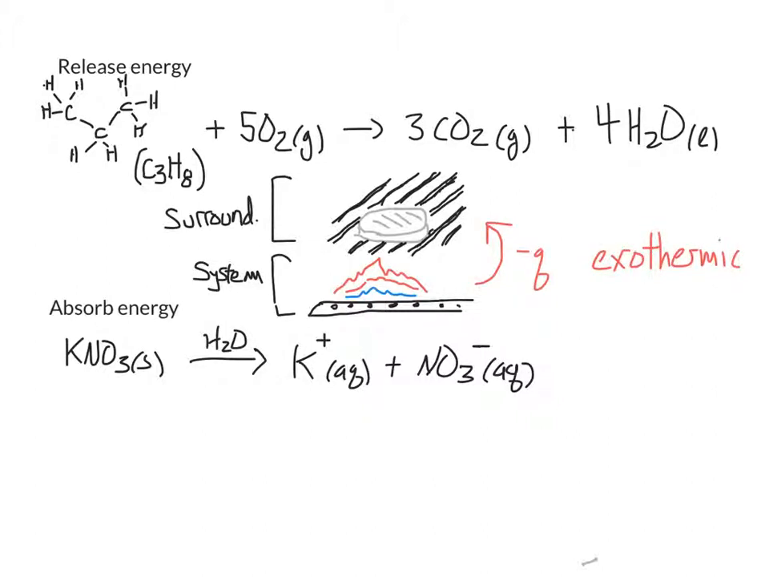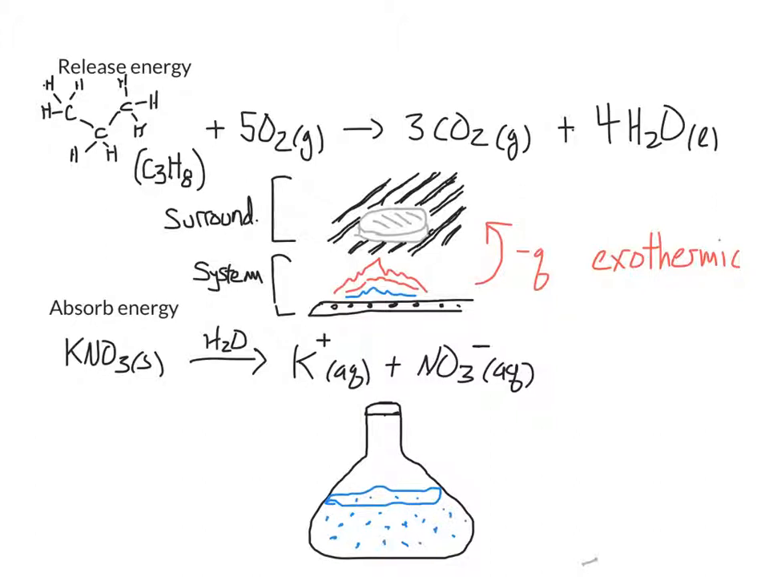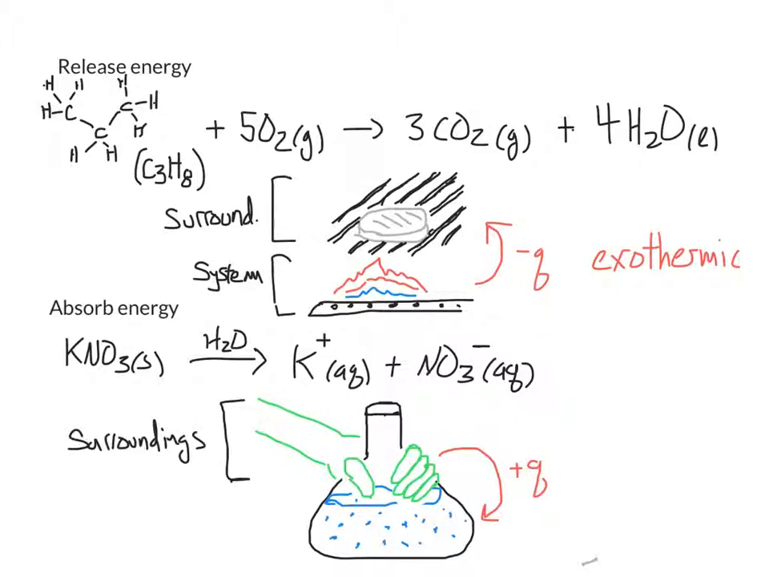The reaction below, the system is the potassium nitrate ions, or potassium nitrate solid, dissociating into ions. The surroundings would be the water, the beaker, your hand, the air, the immediate surroundings. So when you do this actual experiment, you feel the beaker become cold because thermal energy is leaving your hand and entering the system. It's being absorbed by the chemical reaction.